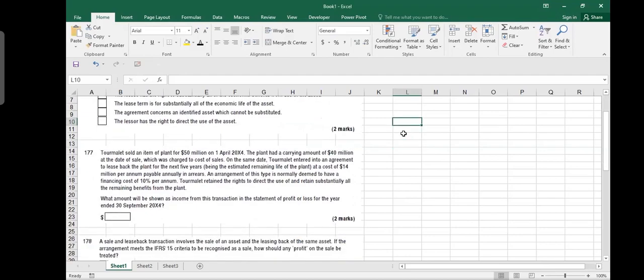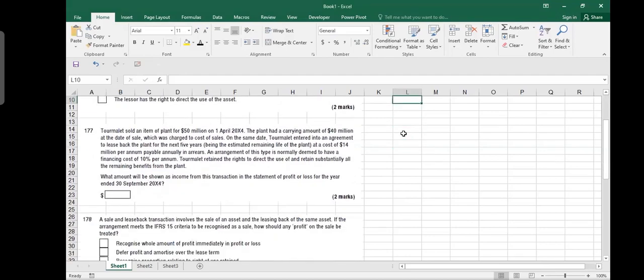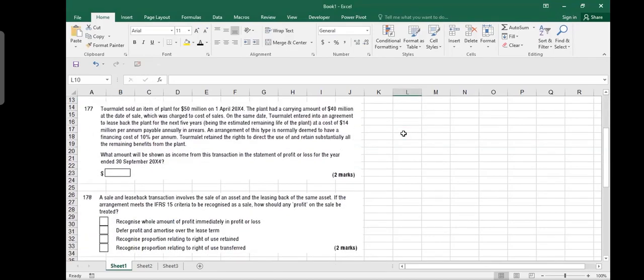Then we move to number 177. Let's read it together and see. Tomalet sold an item of plant for $50 million on 1st April 2004. Let's first read the question. It says, what amount will be shown as income from this transaction in the statement of profit or loss for the year ended 30th September 2004?